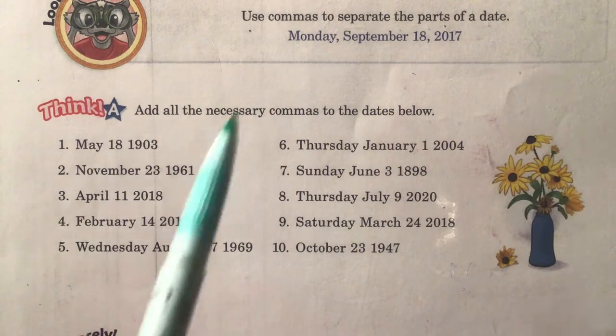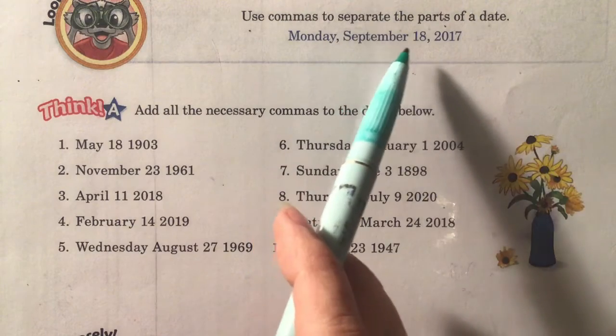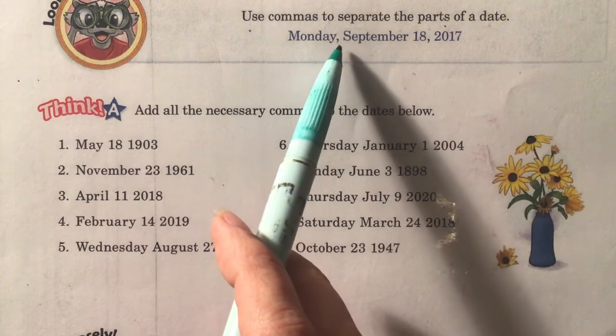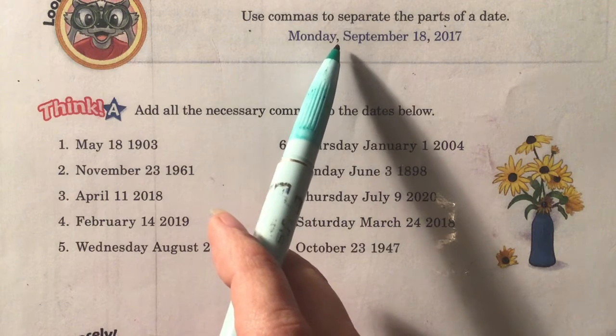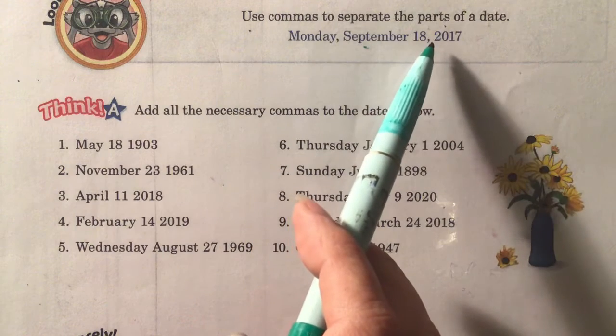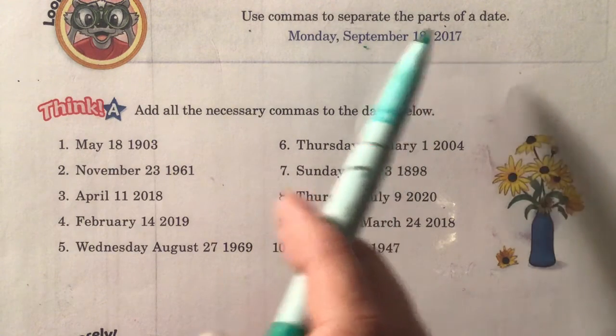Also, if you see up here, when we use the day of the week and the month of the year all together in a date, we have to put a second comma here. So there's a comma between the day of the week and the month of the year, and then there's a comma between the number of the day and the number of the year.